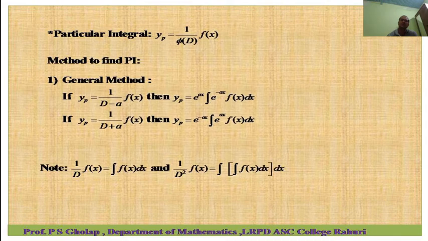The general method to obtain the particular integral: if phi of D equal to D minus a, then its particular integral is obtained using the formula yp equal to e to the power ax integration e to the power minus ax f of x dx. Similarly, if phi of D equal to D plus a, then its particular integral is obtained by the corresponding formula. As I have already told you, 1 upon D or 1 upon phi of D is an integral operator, because if we take phi of D equal to only D, then 1 upon D f of x is nothing but the integration of f of x dx. 1 upon D square f of x is nothing but the double integration of f of x dx, right?